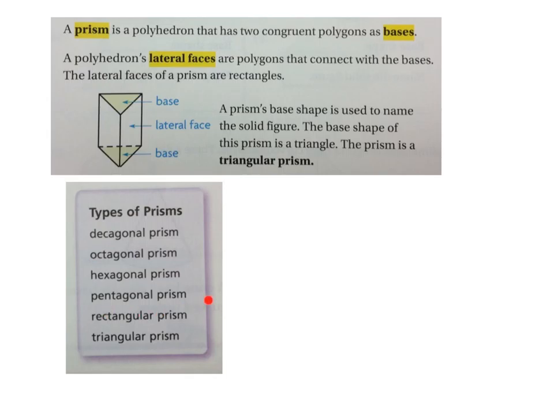If you have a pentagonal prism, how many pentagons do you have? 2. How many sides does a pentagon have, though? 5. Thank you. If you have a rectangular prism, how many rectangles would you have? 2. If you have a triangular prism like this, how many triangles do you have? 2.